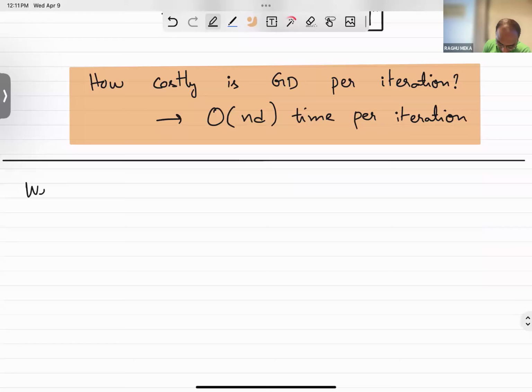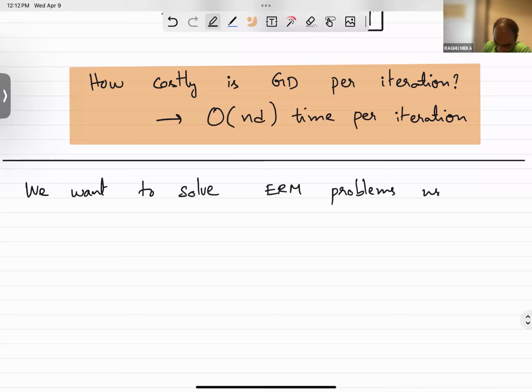Now, if you want to solve ERM problems using gradient descent, then even for the special case of least squares regression, we are spending n times d time per iteration. And if you think about it, this can be very prohibitive when your data sets are huge. We think GD is simple, but even that can be too expensive.